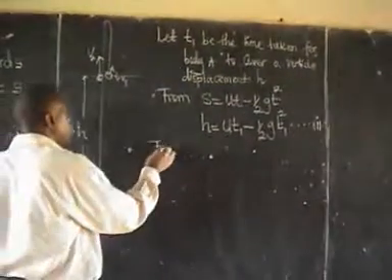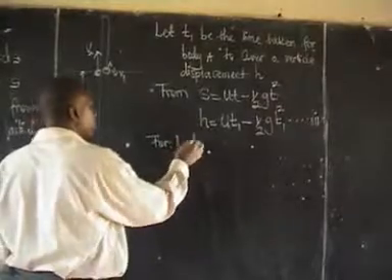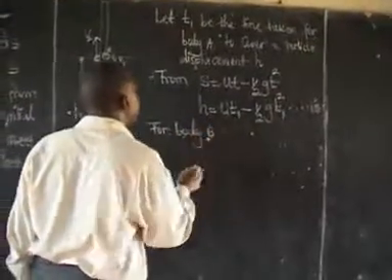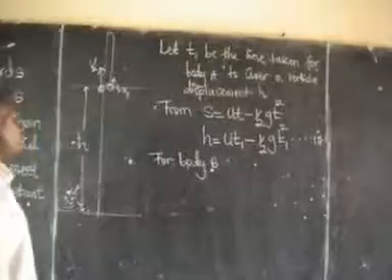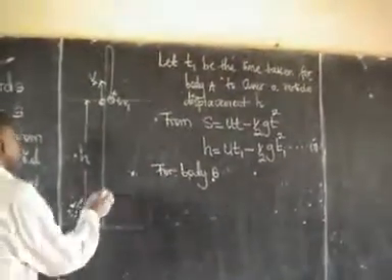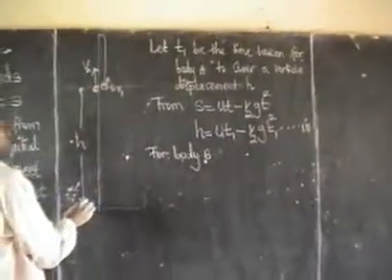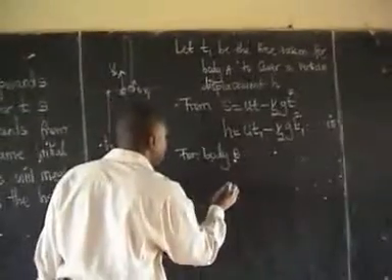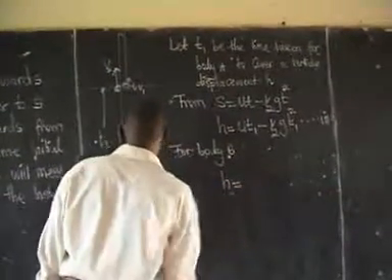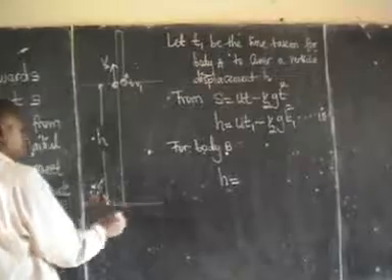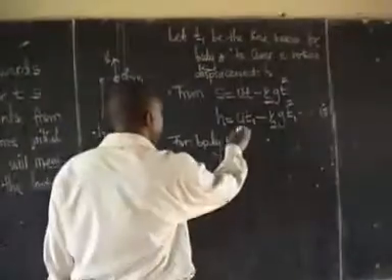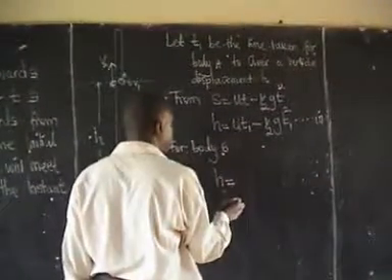We are now going to look at body B. For body B, again using the same equation, it should have moved through the same vertical displacement h. So we shall have h, and since it was also projected with the same initial speed, we are also going to have the same value of u.